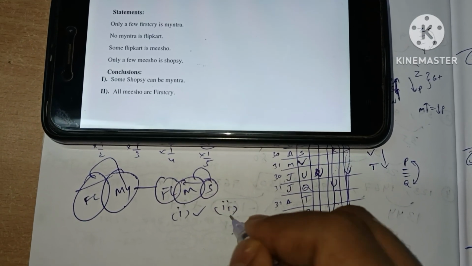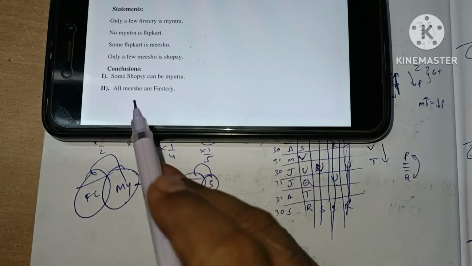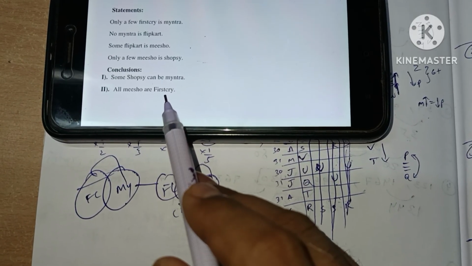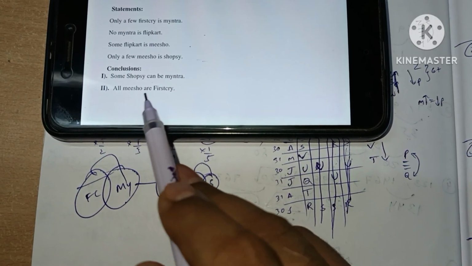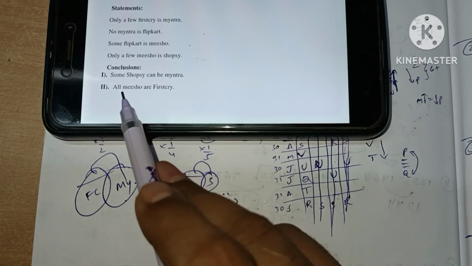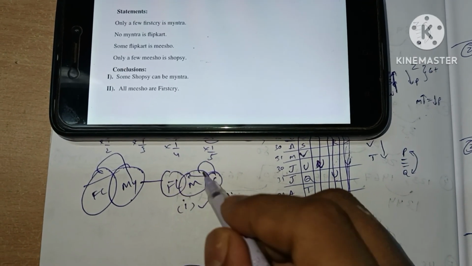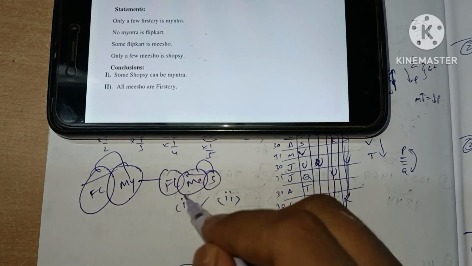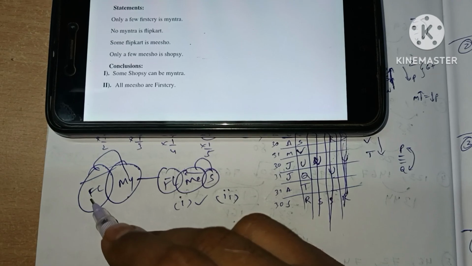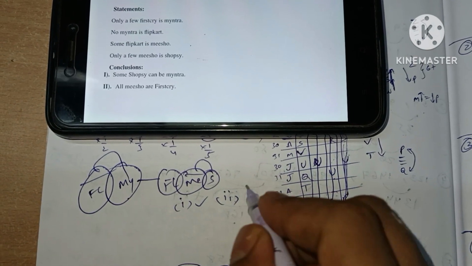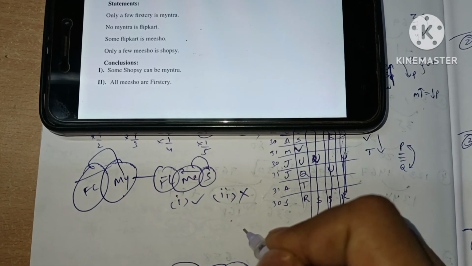Second conclusion. All Miso are Flipkart. We need to see the direct meaning because it is the direct conclusion. About Miso. This is Miso. All Miso is inside Flipkart? No. So the second conclusion is false.